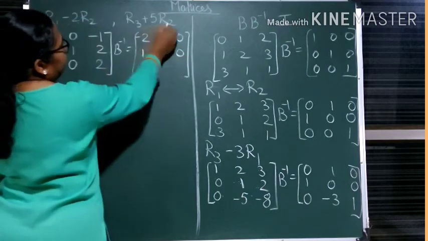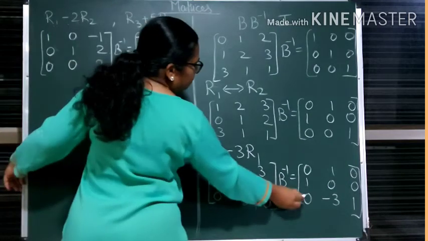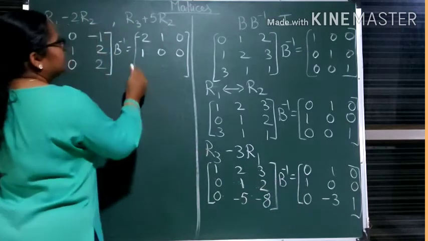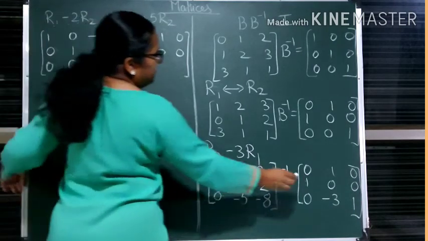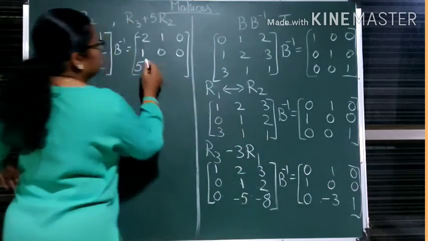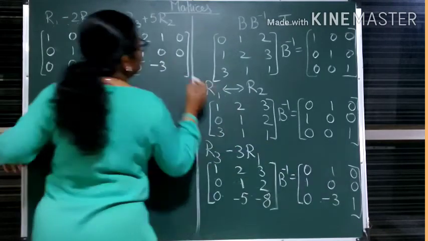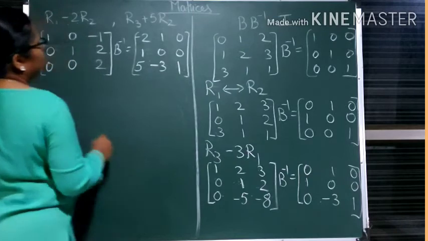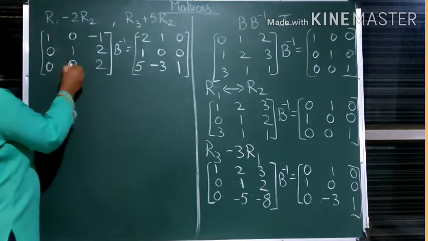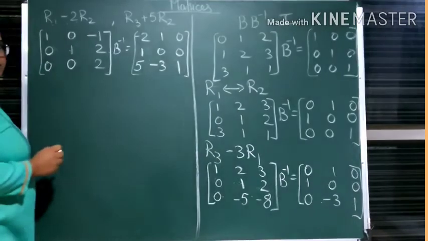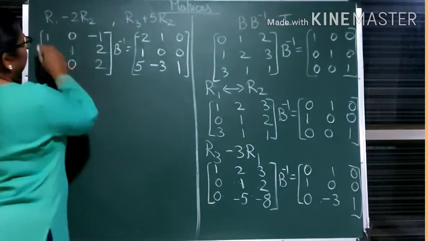Third row, R3 plus 5 into R2. 0 plus 5 into 1, 0 plus 5 is 5. Then minus 3 plus 5 into 0, this will remain minus 3. And 1 plus 5 into 0, again this will remain 1. Okay. So now 1, 2, 3, 4, 5, 6 elements have got converted to the values whatever required.